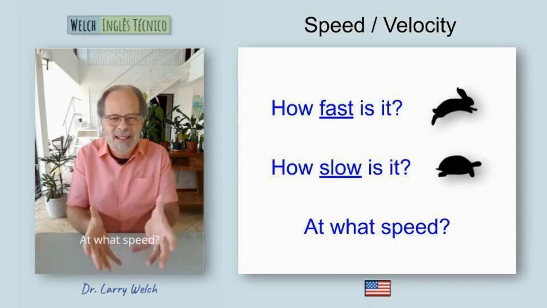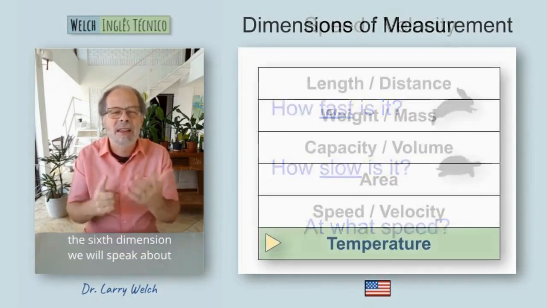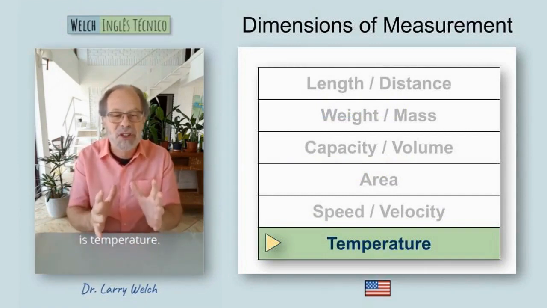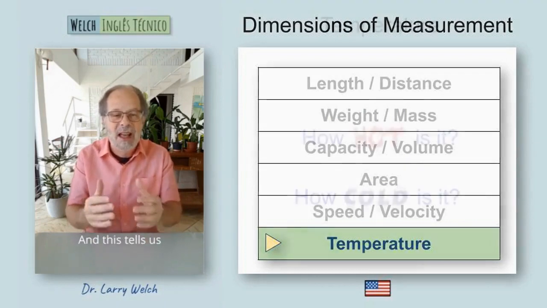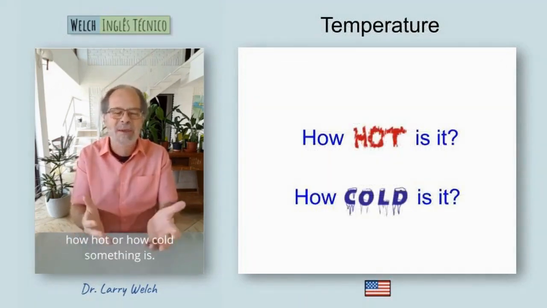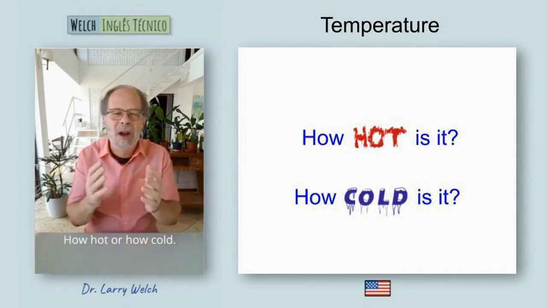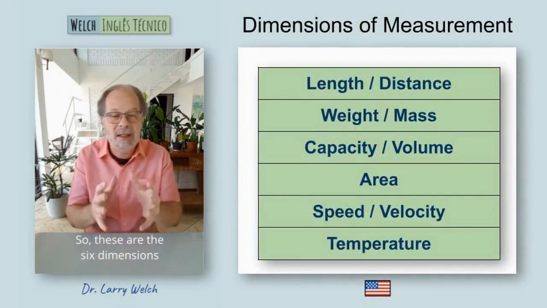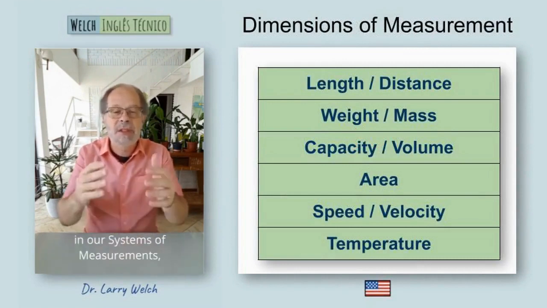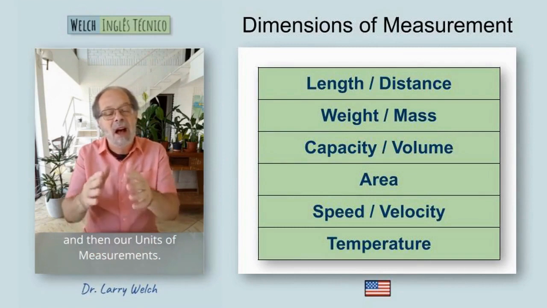At what speed? Finally, the 6th dimension we will speak about is temperature. Temperature. And this tells us how hot or how cold something is. How hot or how cold. So these are the 6 dimensions that we will look at in our systems of measurements and then our units of measurements.